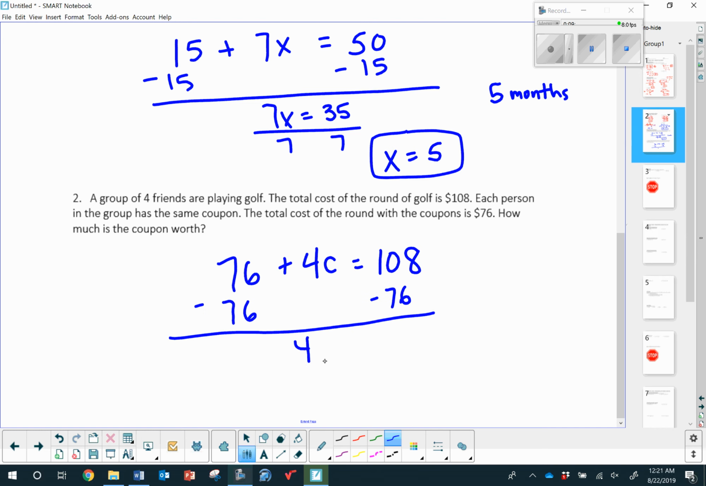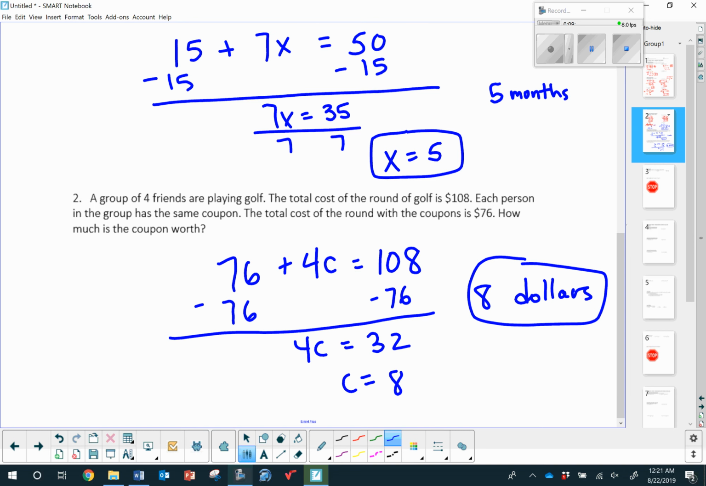That leaves me 4c equals 32, which then we know c equals 8. So the coupon was worth $8. That's a pretty good discount if you ask me.